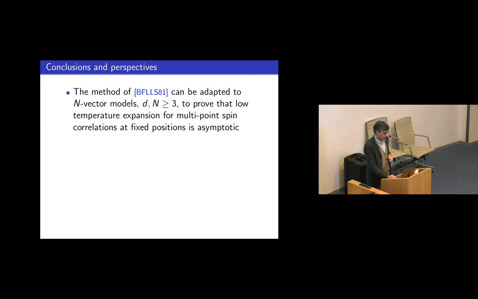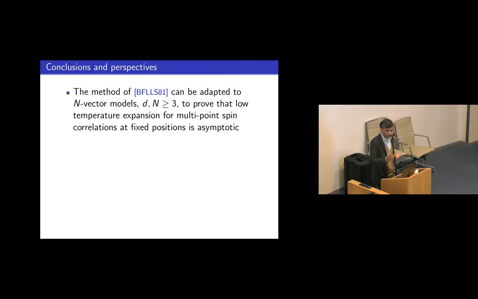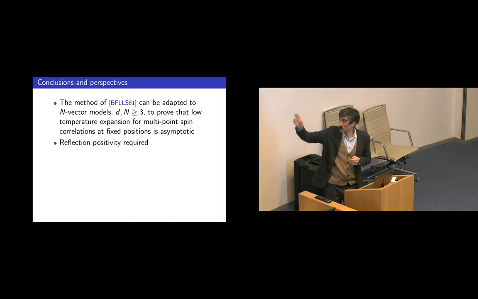So, a summary of what I discussed. The method of Bricmont, Fontaine, Lebowitz, Lieb and Spencer, dating back to 1981, where they proved the asymptotic nature of the low temperature expansion for the gradient observables of the classical rotator model in three or more dimensions, can be adapted to n-vector models with n larger or equal than three. I stated the result explicitly for the magnetization, but the same result holds for multi-point spin correlations at fixed positions. The proof requires reflection positivity to get a priori bounds on the moments of u tilde and phi. These a priori bounds are needed to get an a priori control on the remainder in an integration by parts formula that is used iteratively to generate the low temperature expansion.